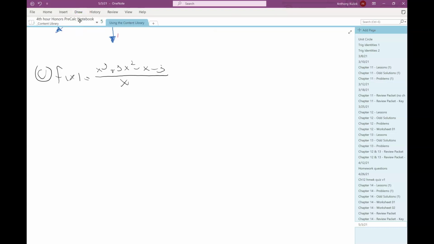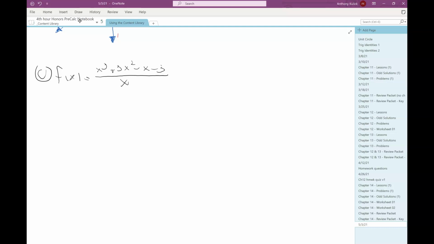Let's say we have x cubed plus 3x squared minus x minus 3 all over x. Okay, the first thing I would do is try to check to see if I can reduce anything. Here, since the denominator is a monomial and the numerator contains no greatest common factor, I know there's obviously no reducing that I can do. Is everybody clear on that?